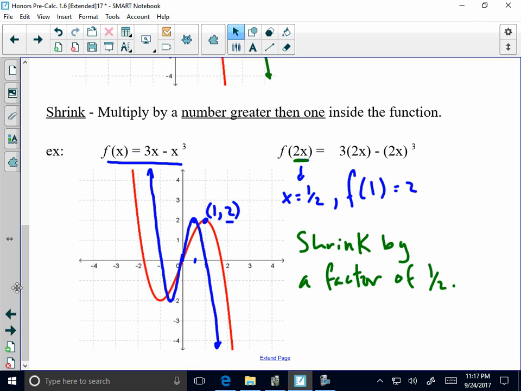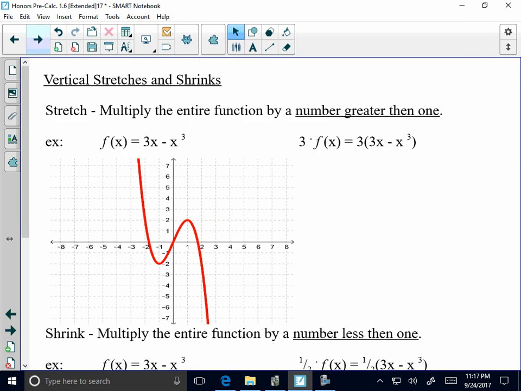Okay, so now we want to go ahead and talk about vertical stretches and shrinks. These are much more intuitive. Again, what we want to think is that when we plug an x value into the equation, that really defines the y value. So when we're looking at vertical stretches, it makes sense to think that multiplying the entire function by a number greater than 1 is going to give us a vertical stretch, or a stretch of all those y values. They're increasing, they're multiplied by that number.